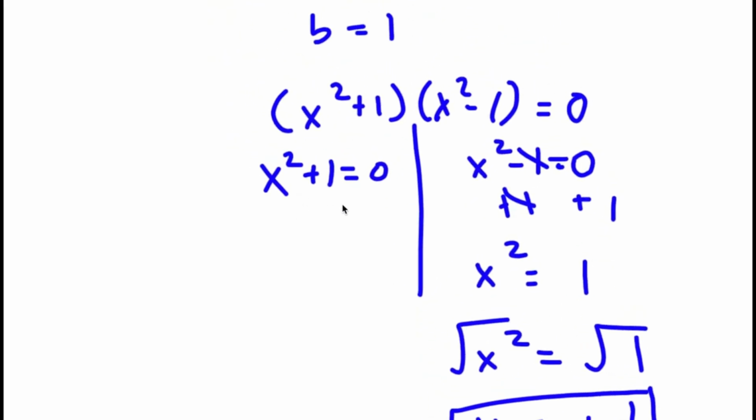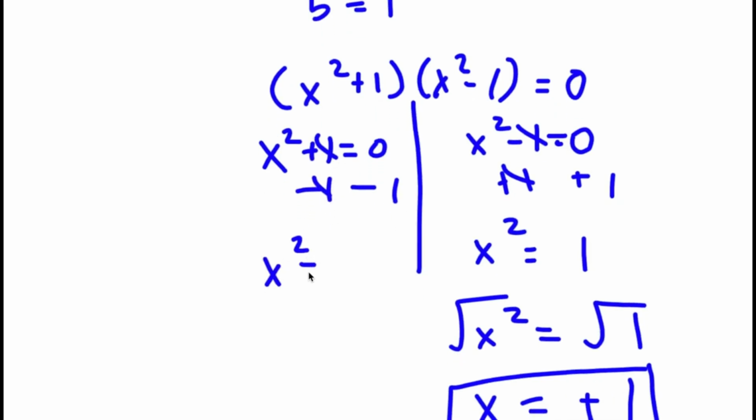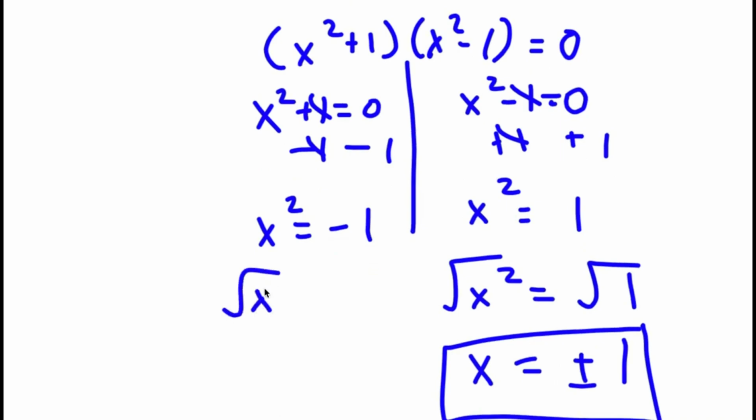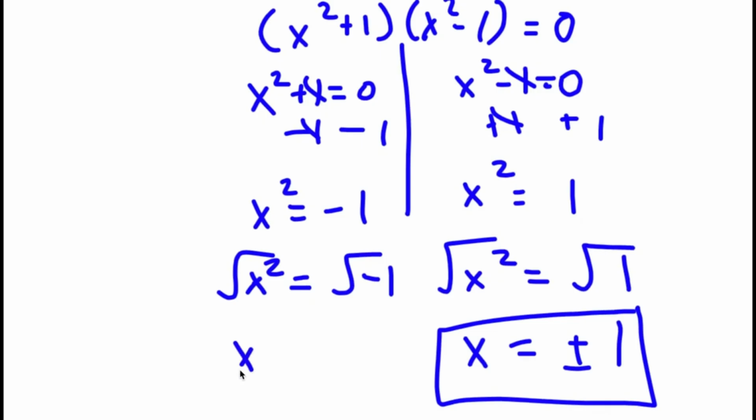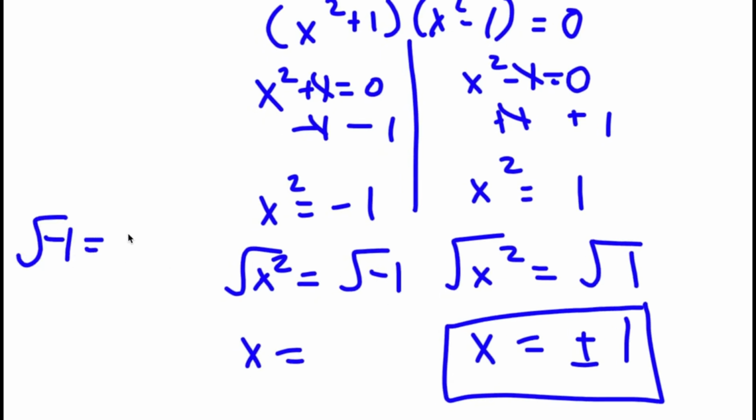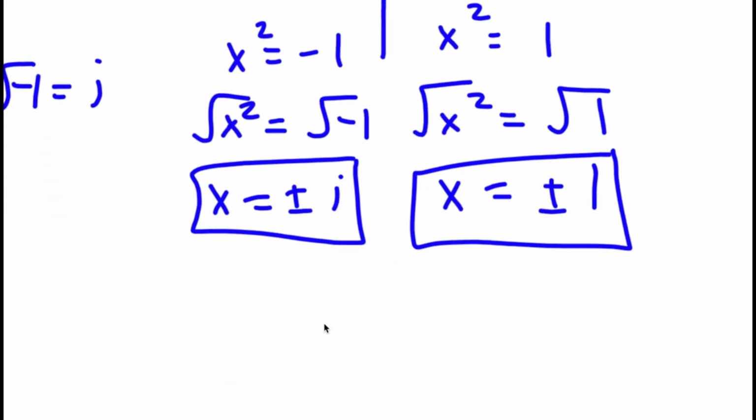And now x squared plus 1 equals 0. I'm going to start by subtracting 1 on both sides. So I have x squared is equal to negative 1. Now I'm going to take the square root on both sides. Square root of x squared is x, and the square root of negative 1, this is actually equal to the imaginary number i. So I have x equal to positive or negative i. So these are two more solutions to this problem.